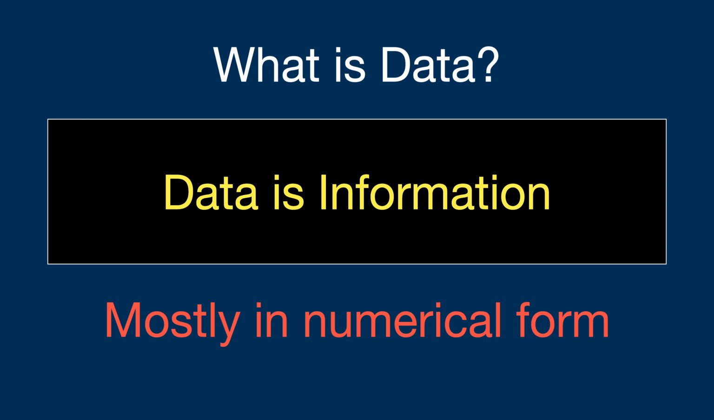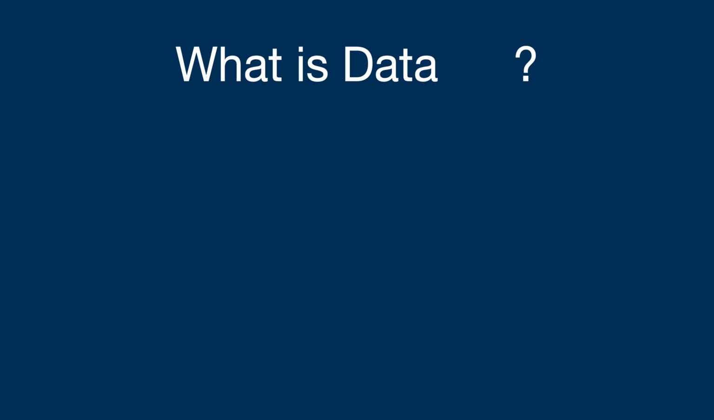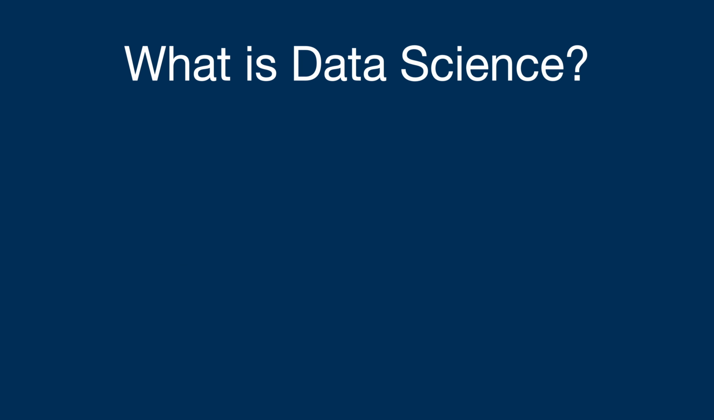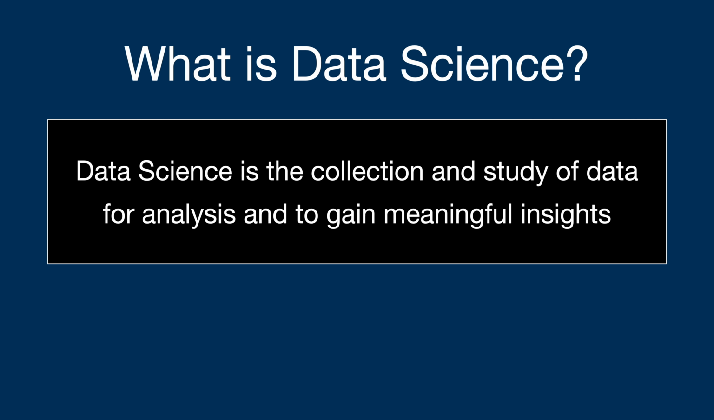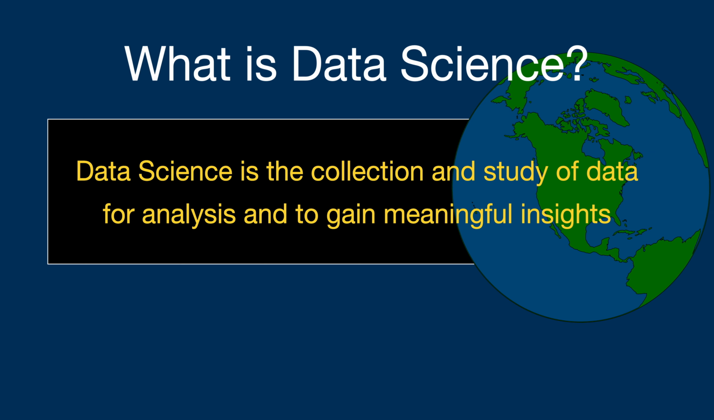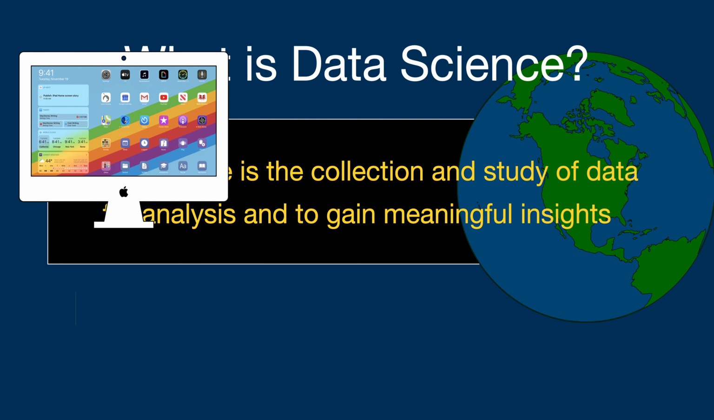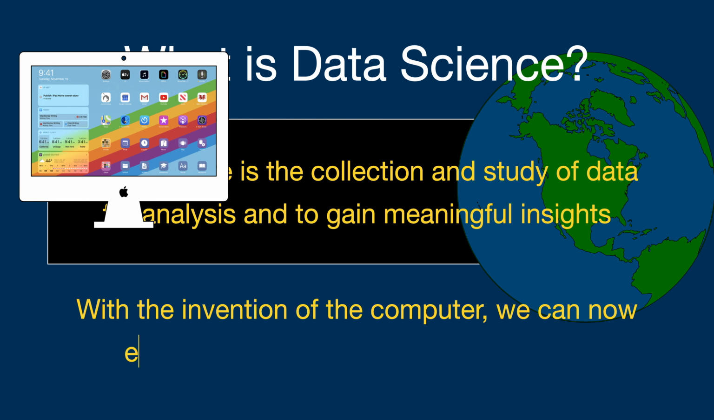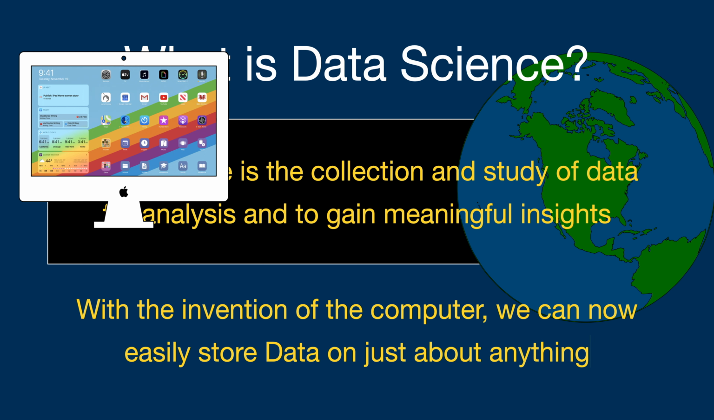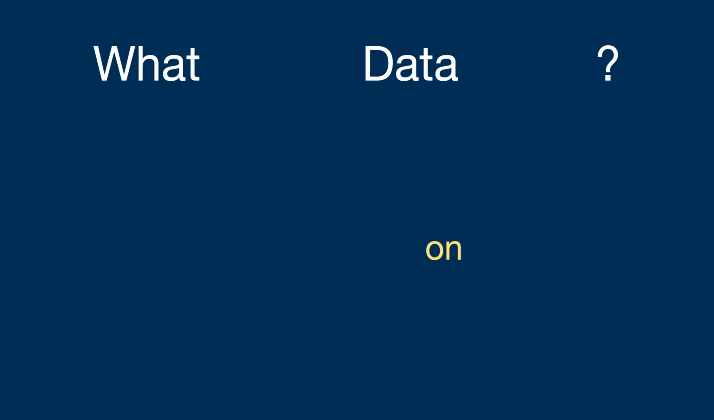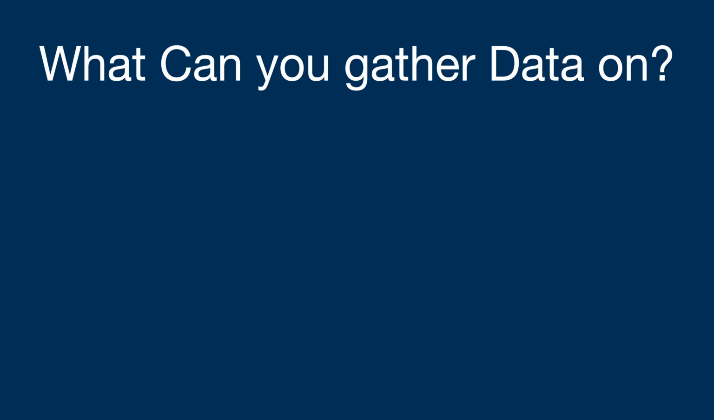So now that we know what data is, let's look closer at what is data science. So the definition I'm going to give here is that data science is the collection and study of data for analysis and to gain meaningful insights. And in the modern world, with the advent of the computer, it's become very important because we can now easily store data on just about anything, any topic. So let's look at what can we gather and store data on.